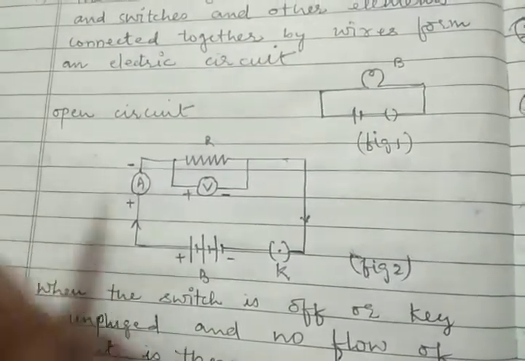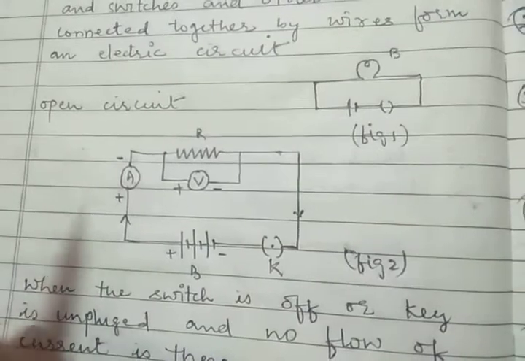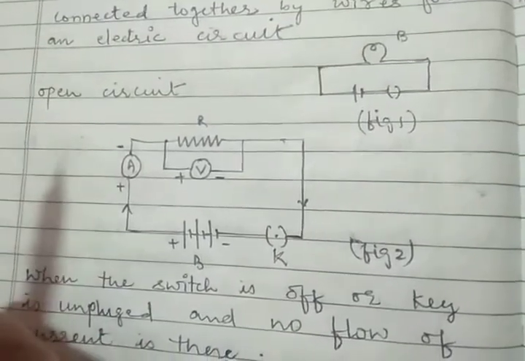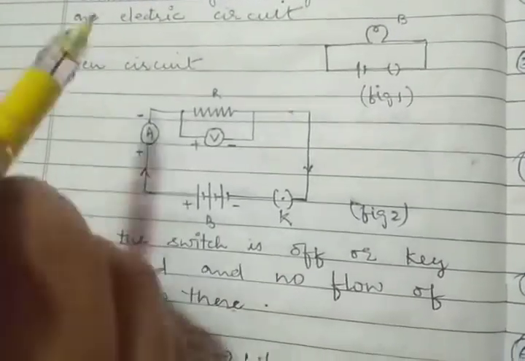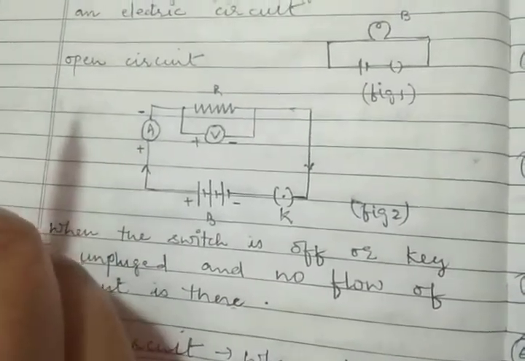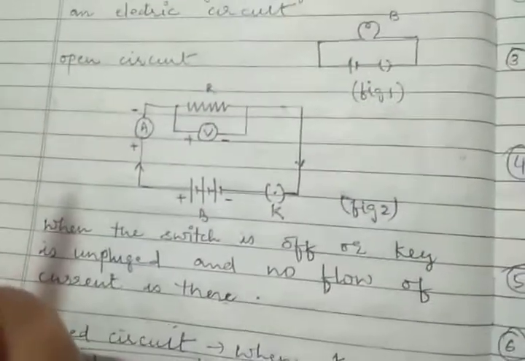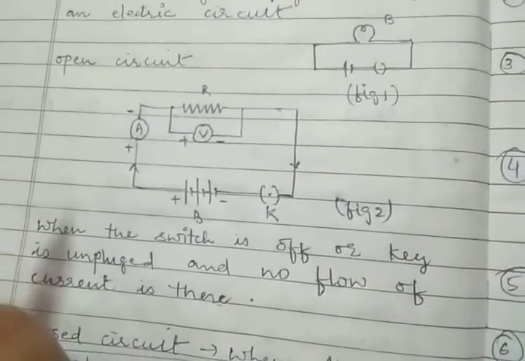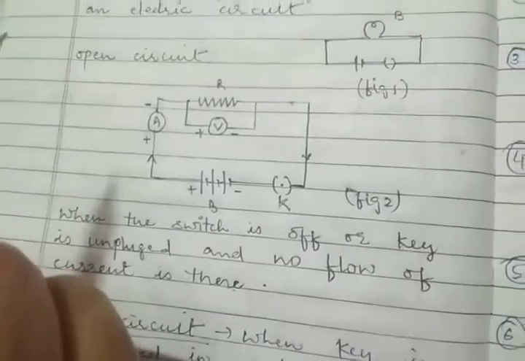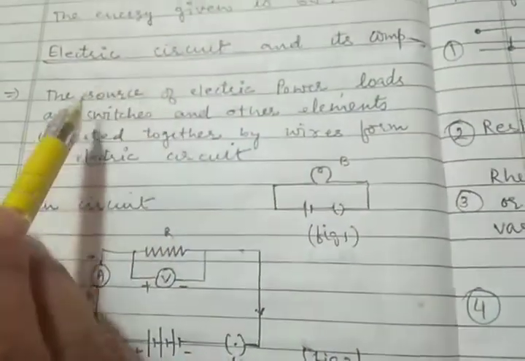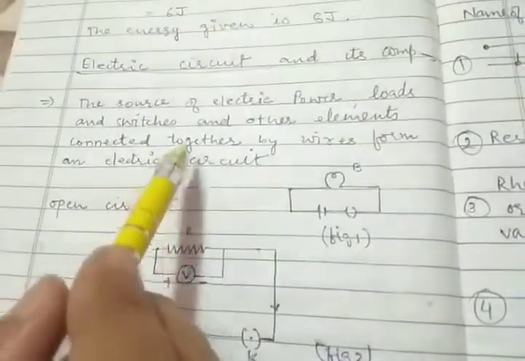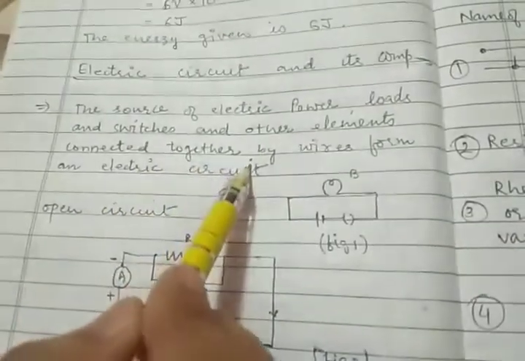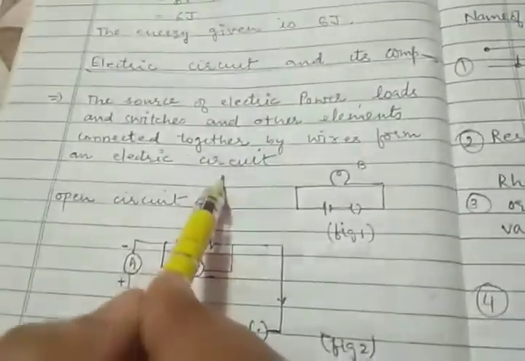The components are the wires, the resistance, the electric devices, the ammeter to measure the current, the voltmeter to measure the potential difference, key, battery. These kinds of devices are known as the components of the circuit. Now, what is the definition of the electric circuit? The source of electricity, power, loads and switches and other elements connected together by wire form an electric circuit.